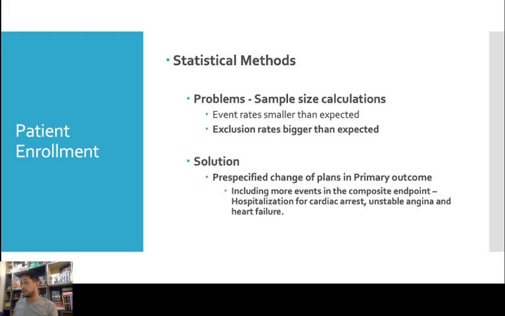Actually, the solution was already designed, already planned. They had a pre-specified change of plans in primary outcome. So in case the event rate was too low, or they had more dropouts than expected, they decided to change the primary outcome, including more components to that composite endpoint. So they decided to include a hospitalization for cardiac arrest, unstable angina, or heart failure.